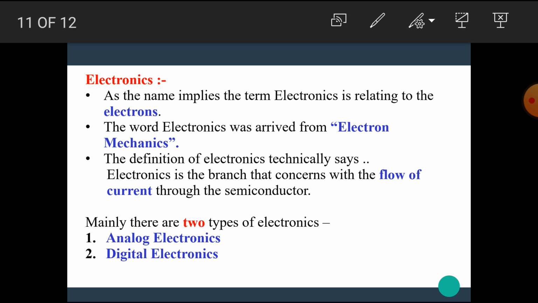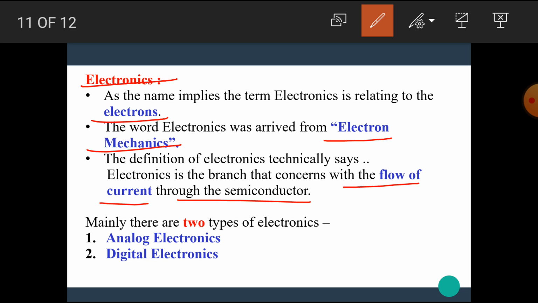Now let's see what is meant by electronics. As the name implies, the term electronics relates to electrons. The word electronics was derived from electron mechanics. Technically, electronics is defined as the branch that is concerned with the flow of current through semiconductors. That means we know that current is the flow of electrons, and the branch related to this is known as electronics. There are mainly two types of electronics.